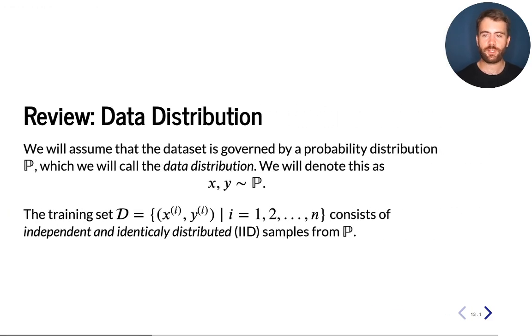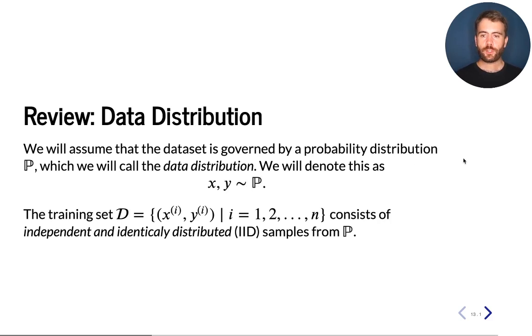So this was the definition of k-nearest neighbors, and in the next few slides I would like to investigate some specific properties of this algorithm. In order to do that, I would like to first go back to something we've seen in the earlier lectures, which was the concept of a data distribution. Recall that a data distribution is a probability distribution over x and y, and our training data set is a set of samples. It's a set of IID samples from the probability distribution P.